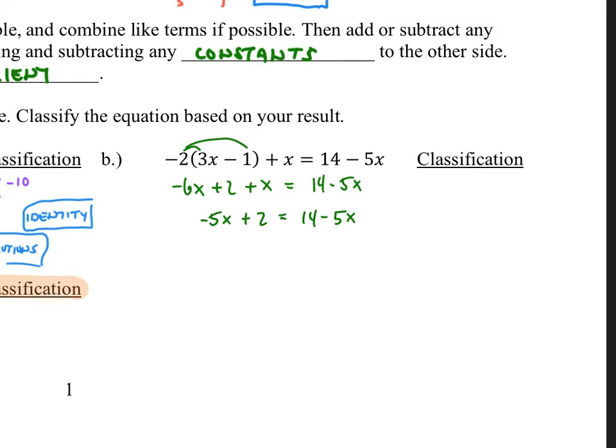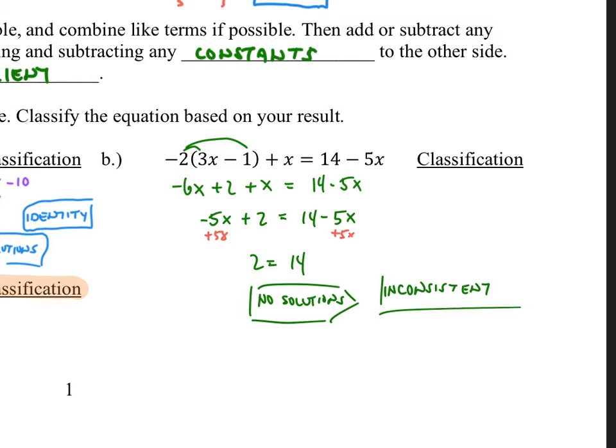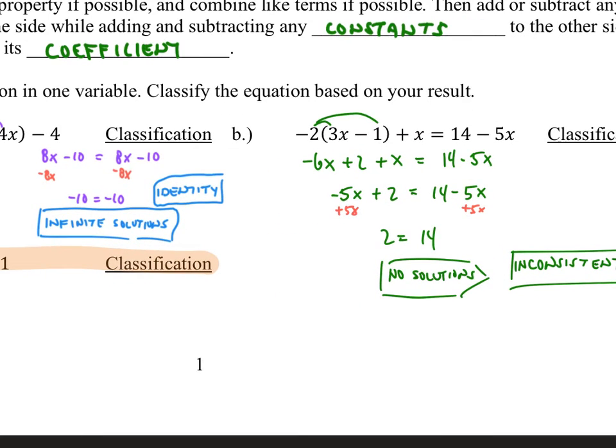If I go to gather my x's on one side by adding 5x, that would give me 2 equals 14, right, which is false. So that means that this is no solutions. And we classify no solutions as an inconsistent equation. Again, those would be my parallel lines. This would have been the coinciding lines, or lines that are right on top of each other.